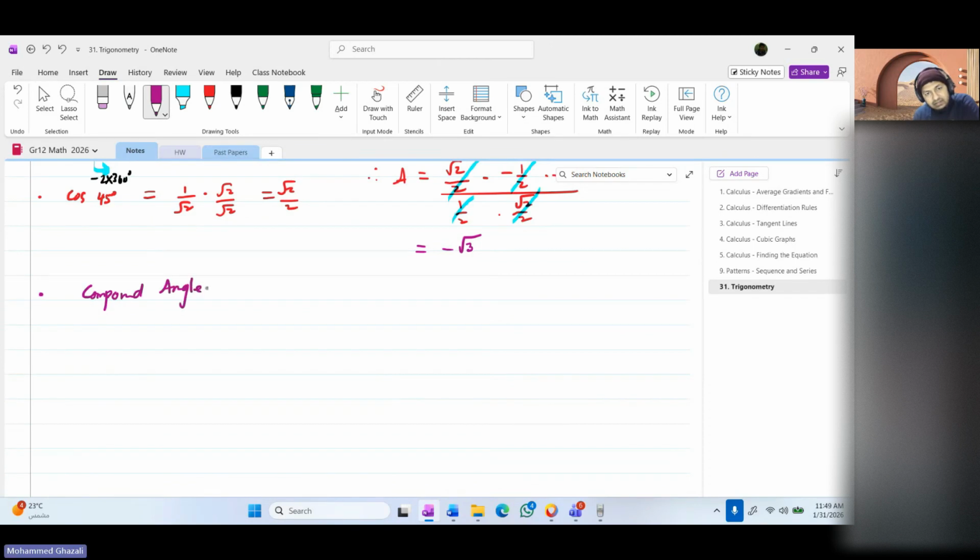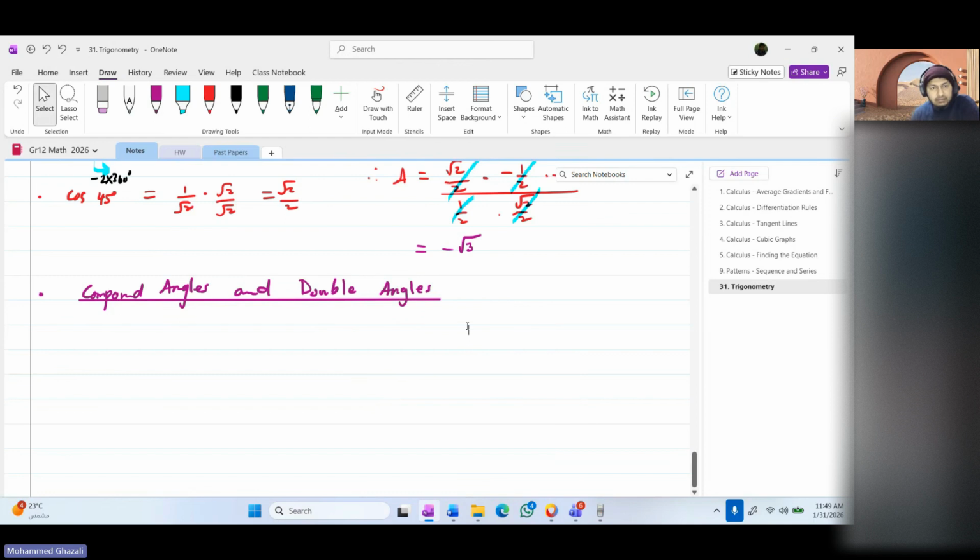Compound angles and double angles. Right. Now remember, these formulas will be given to you. There's no proofs required. The only proof that is required is using one of the formulas, you must prove the other.